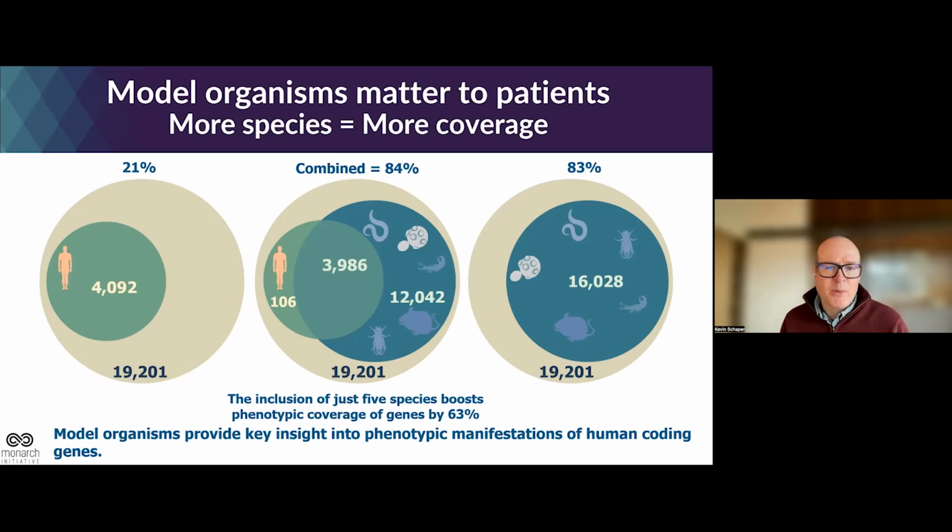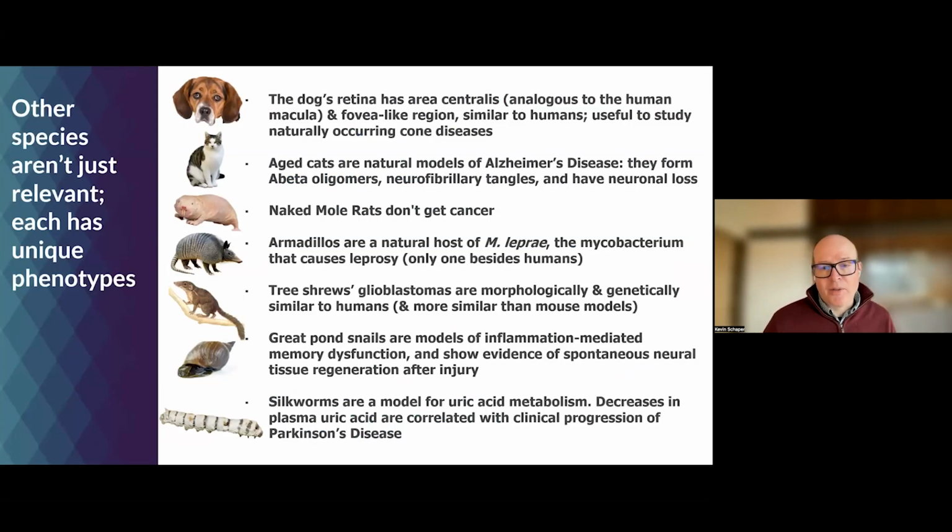This is 2021 numbers, but we have phenotype data for about 4,000 human genes out of 19,000 protein coding genes. And if we follow that path of genotypic similarity through gene orthology and include 5 model organism species, that boosts the coverage to 63%. Next slide, please. And then, of course, beyond the standard model organisms, there's so much more we can learn.